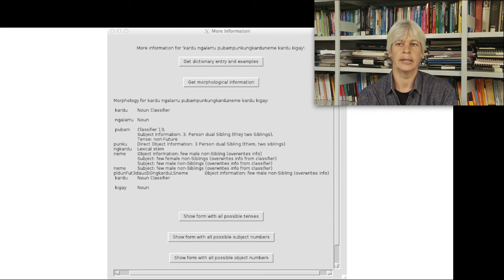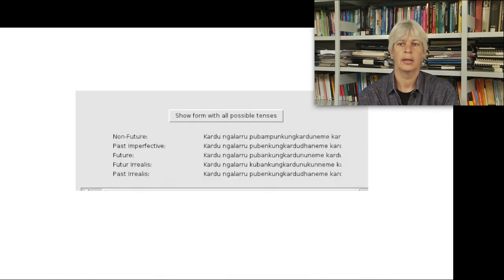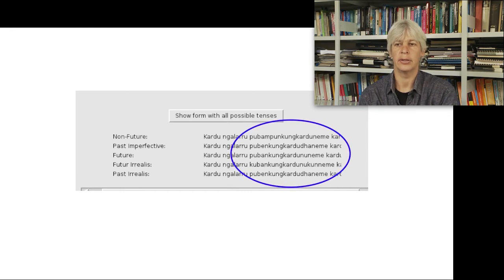And then what you get is a whole bunch of information about classifier systems, subject information, third person dual siblings, non-future tense, etc., etc., etc. I won't go through all that. What I will show you is you can click on this show form with all possible tenses as well, and what you get is the paradigm here, and this is all the verb forms in the different tenses: non-future, past imperfective, future, future irrealis, past irrealis.